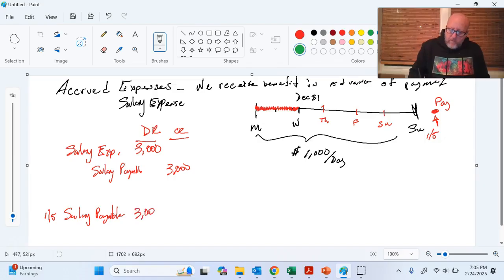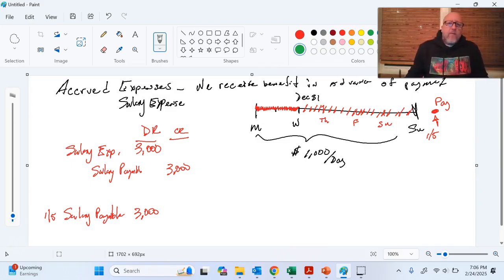So definitely salary payable $3,000. And then I am going to recognize the expense associated with this other accounting period. There are 5 days in that accounting period: Thursday, Friday, Saturday, and Sunday. Actually, I take that back. There's not 8 days in a week. There's only 7 days in a week. There's 4 days: Thursday, Friday, Saturday, Sunday.